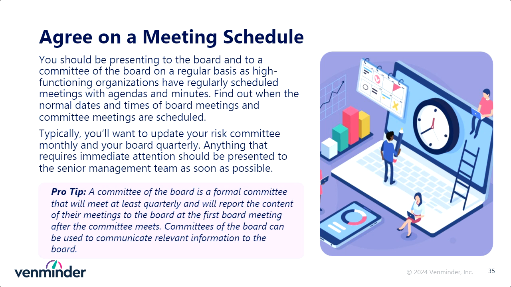So again, you'll want to do regular meetings with your committees. It could be as frequent as monthly or quarterly. Quarterly is usually a good enough cadence for those committee meetings. And then on your board meetings, you'll want to take the summaries of those risk committee meetings and convey that to the rest of the board in some form or fashion to maintain that proper governance structure.